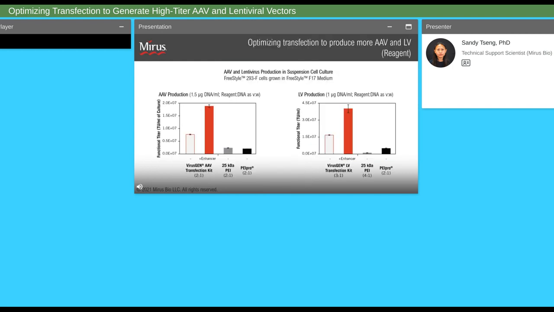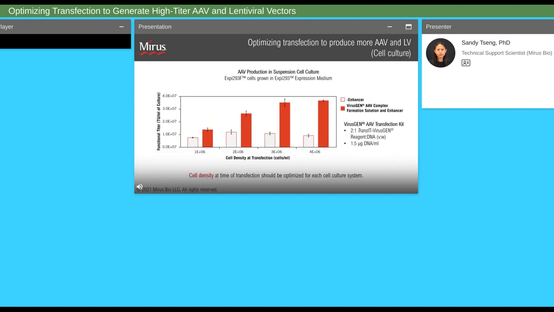Okay, so we benchmarked our reagents against other commonly used transfection reagents that are PEI-based. What I'm showing you here are functional titers for AAV on the left and lentivirus on the right in suspension 293 culture. And as you can see, the addition of the enhancer component of the VirusGEN kit greatly improves the yield of AAV compared to competing reagents, and the same is the case for lentivirus.